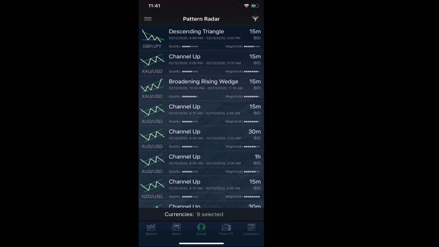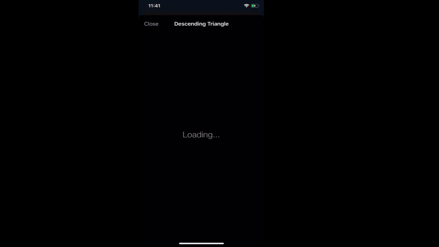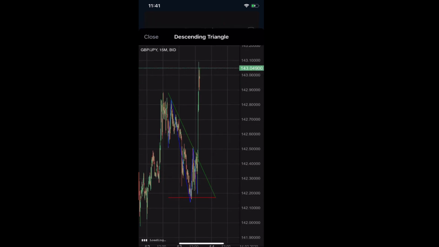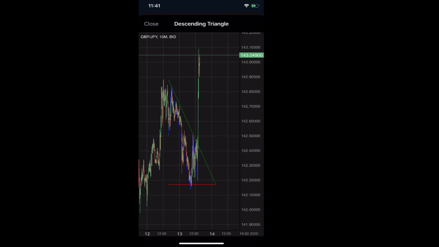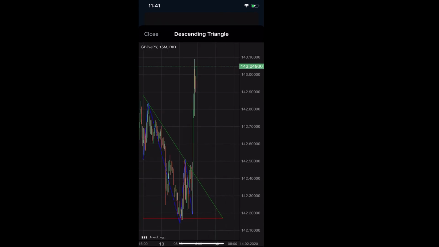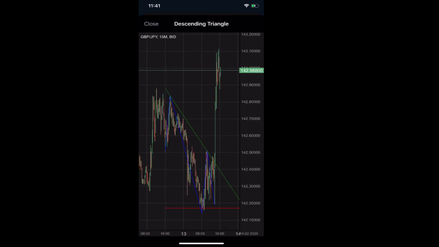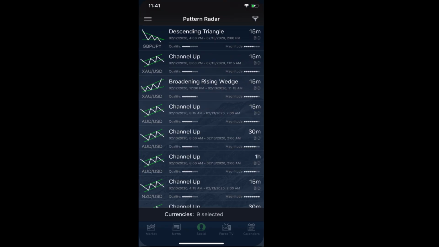So basically here, let's just go to GBP JPY, descending triangle, right? When you open this up, there you go, it's just been broken hardcore. But anyways, you guys can see here, descending triangle, and it just broke. If you were really looking at it, you could take advantage of this and buy after the break of the triangle, right?